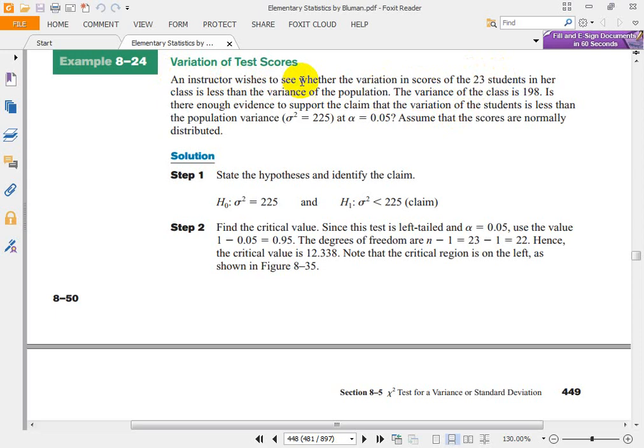An instructor wishes to see whether the variation in the score of the 23 students in her class is less than the variance of the population. The variance of the class is 198. Is there enough evidence to support the claim that the variance of the students is less than the population variance, that is sigma square is equal to 225? What is sigma? That is the standard deviation. Square of that is known as the variance.